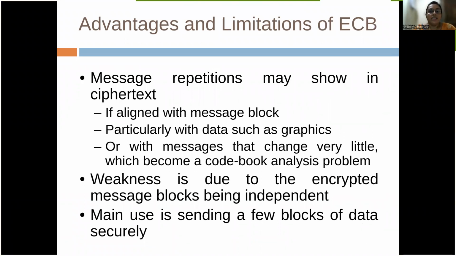Now, what are the advantages and limitations? One, as you can know itself, in the electronic code book, if a block of plain text is the same, then the same cipher will be there every time it appears in the message. And that is the disadvantage. To overcome this disadvantage, the other modes had been designed.